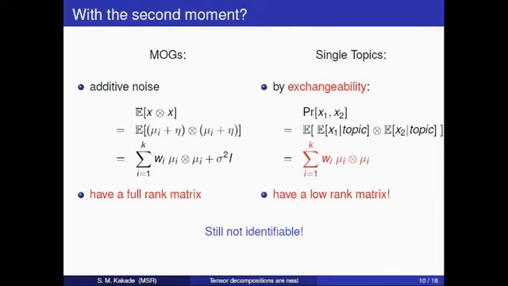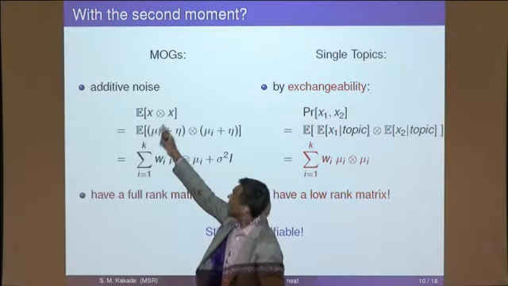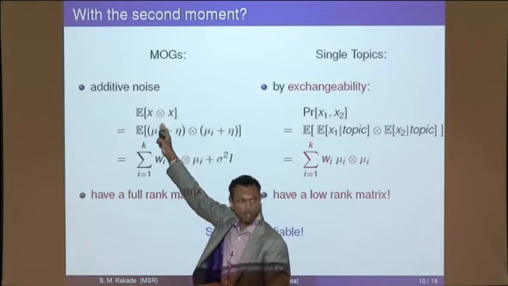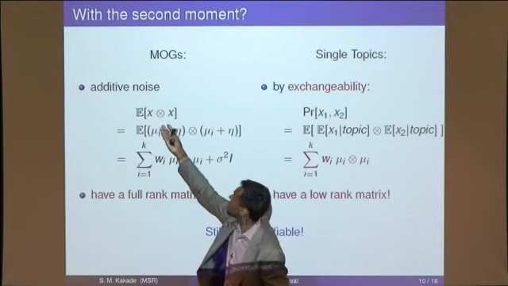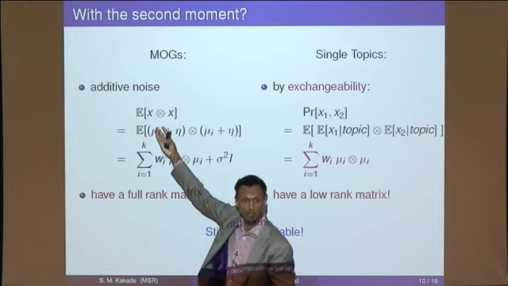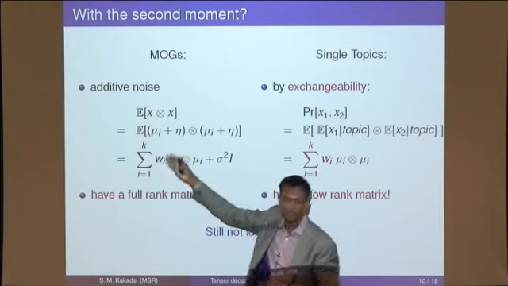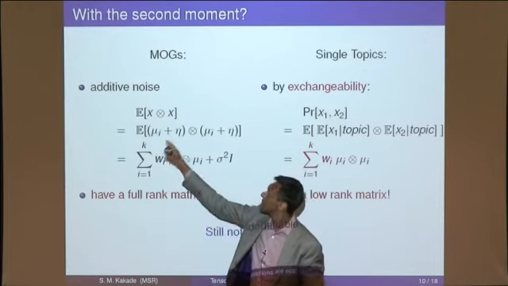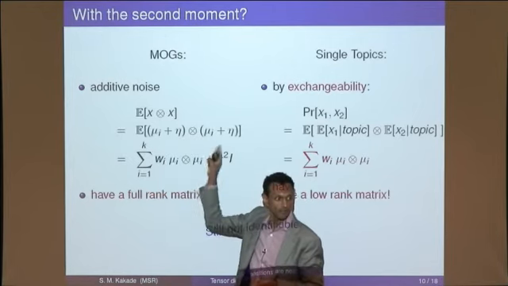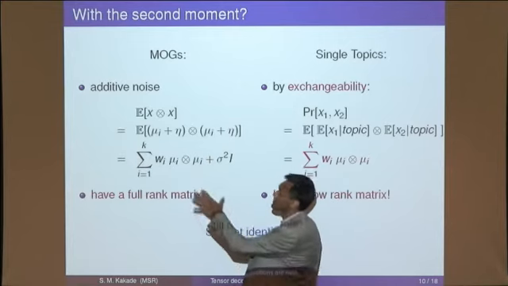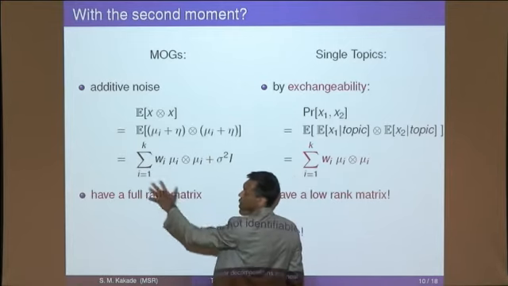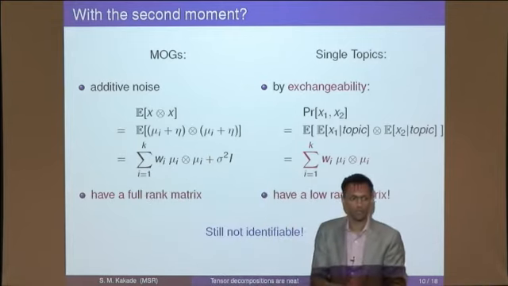Let's look at the mixture of Gaussians model first. I'm going to use an outer product notation instead of XX transpose. What is the second moment of the mixture of Gaussian model? It's the expected value of XX transpose. Each x is a mean plus noise, right? So what you get is basically a contribution of how the means vary.